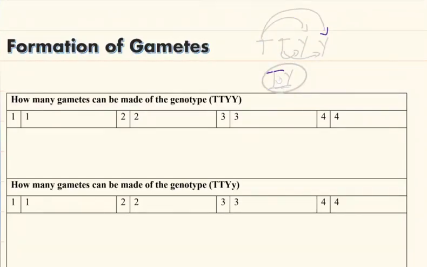Let's see here. If it asks how many gametes can be made of T capital, Y capital, the first with the first will be one, will be the same. So only one gamete here.